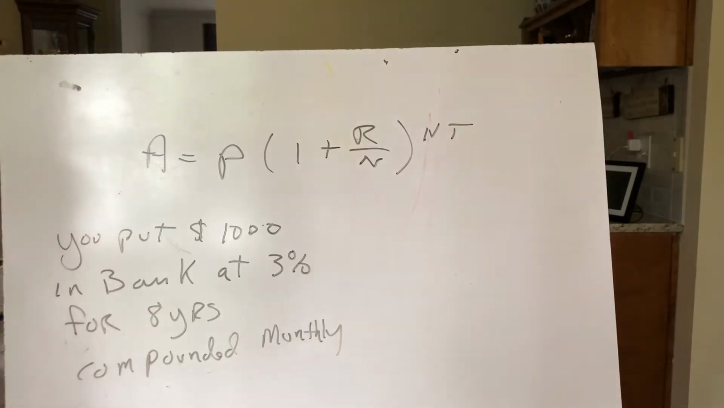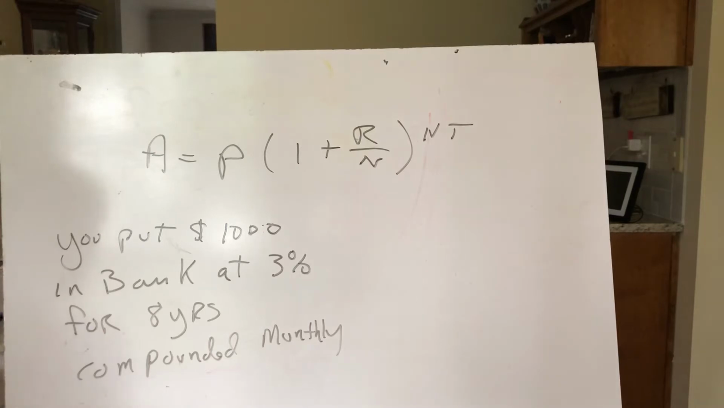But then computers came along, and they could do it compounded every month. They would give you interest. The more often it's compounded, you make a little bit more money because you're making interest on interest. That's why it's called compound interest.